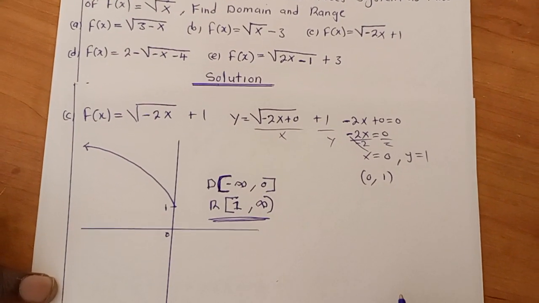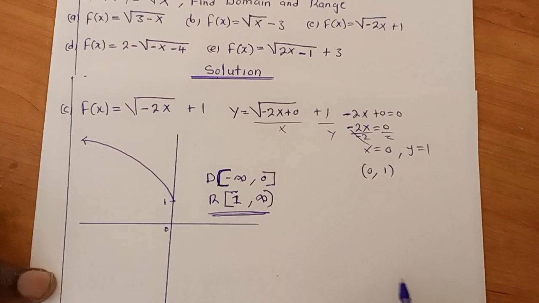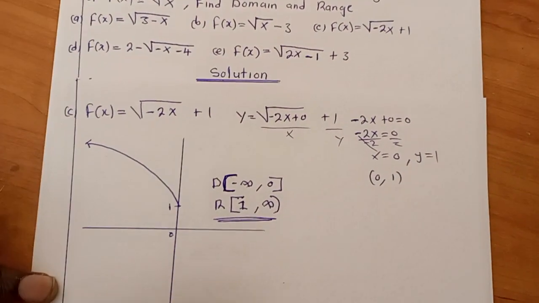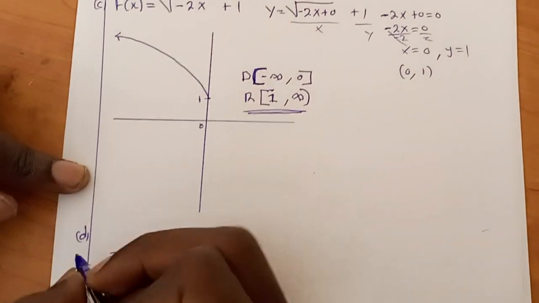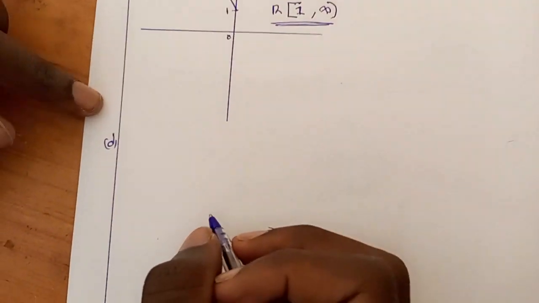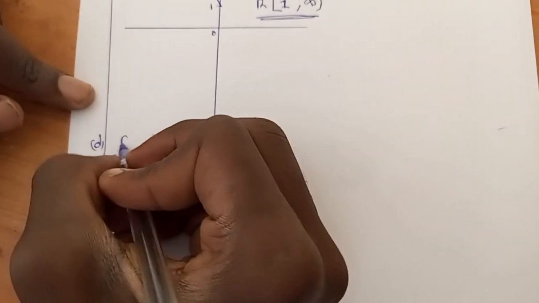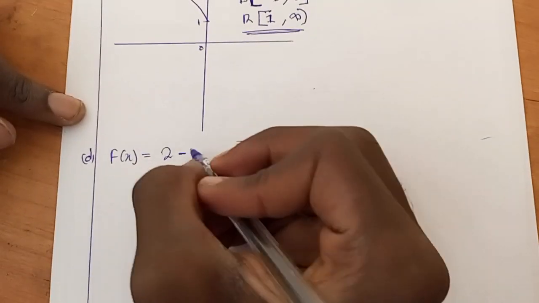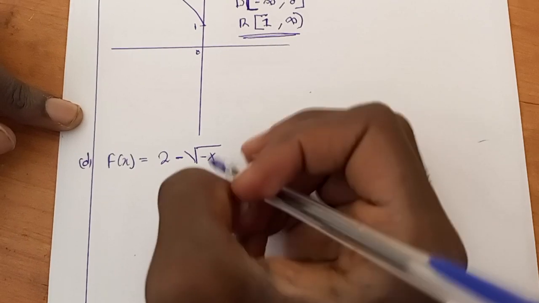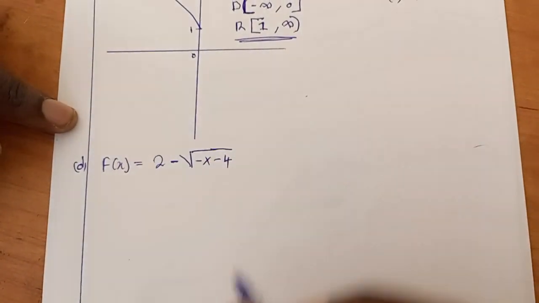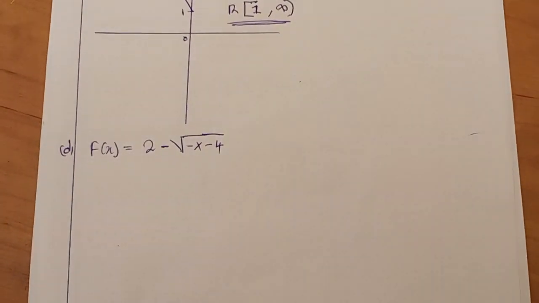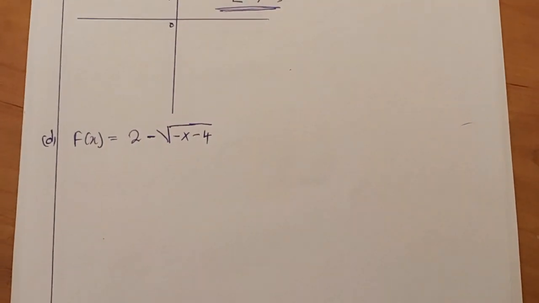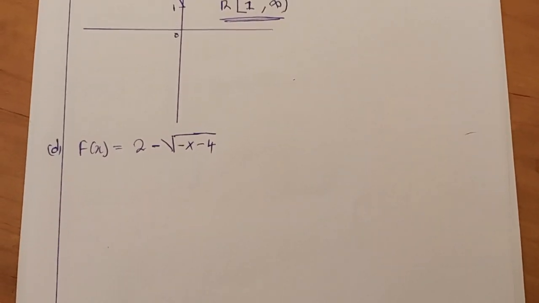Now, between these two, which one should I solve? I'm going to solve D, so that this one becomes your work. D seems to be hard for some people, but let's solve it. We have the function f of x equals 2 minus the radical of x minus 4. How do we solve this question? What method should we use?